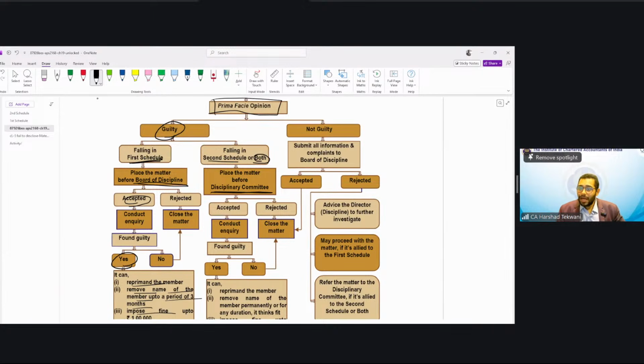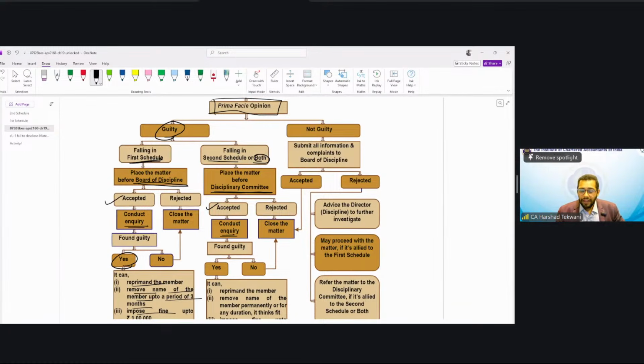So in our given scenario, Clause 3, Part 2 of the second schedule, plus 6 and 4, they are both schedules. So the matter will go in front of the Disciplinary Committee. Now, the matter does not go and the board start directly. They will study the matter and decide whether the matter is to be accepted for inquiry or not. Once it is accepted for inquiry, then the inquiry is conducted. And then the final verdict comes, whether found guilty or not.